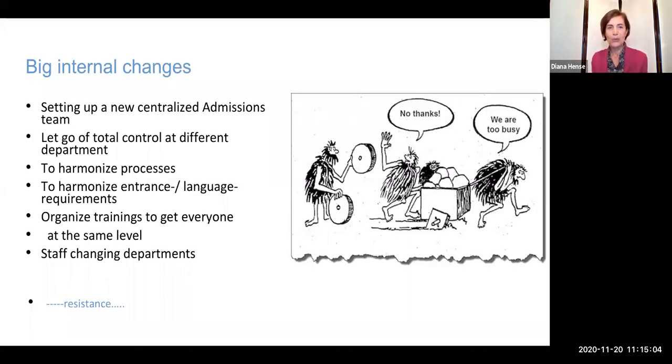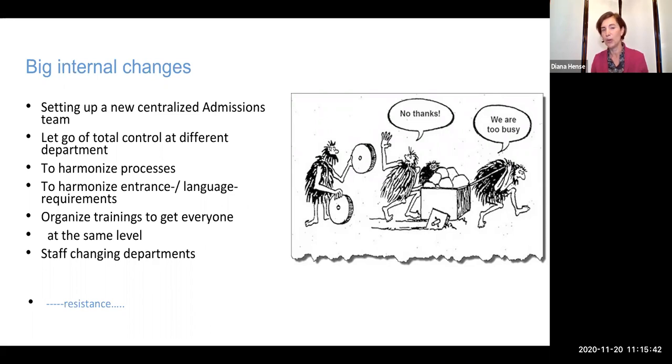Well, we started setting up a new centralized admissions team, mainly for the bachelors. And we've done this for a few years now. It's been up and running for about 3 years, but 1 year as one team. And this meant, of course, that all these different departments had to let go. That was not an easy process, as you can understand, because there were departments who said, we always did it this way, why should we do it that way? All these kinds of resistance you get.